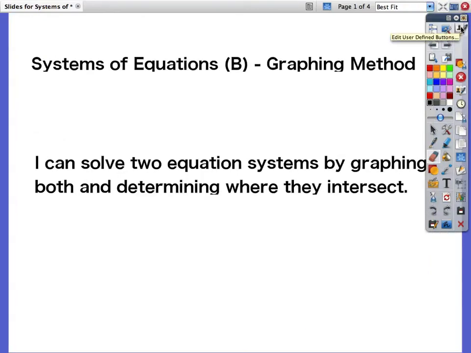So this is the second video for systems of equations, and we're going to look at the graphing method. Your job, or the I can statement, is to be able to solve two equation systems by graphing both and determining where they intersect. And so that's what we're going to do.